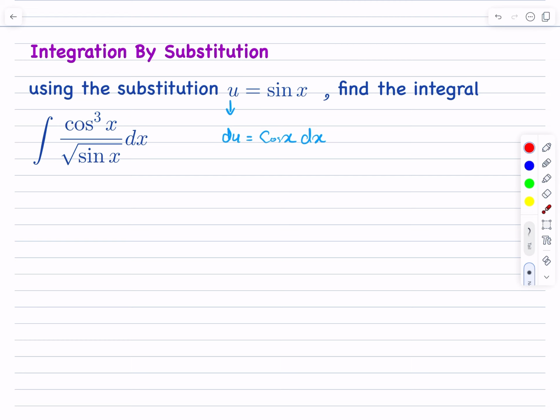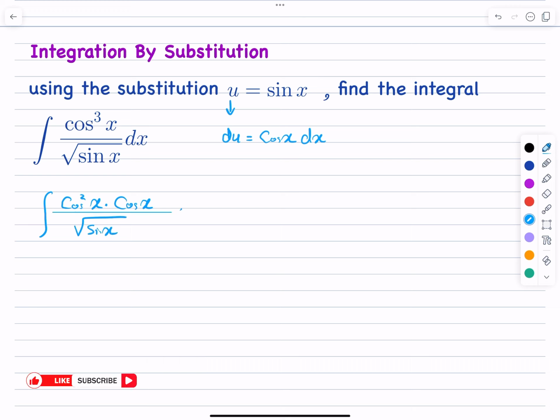But as you see here, we have only cosine x, but in the question we have cosine cubed x. So to use this here in this integral, I will separate the cosine cubed x into cosine squared x multiplied by another cosine, like this. So first, the integral will become, instead of cosine cubed, I will write cosine squared x multiplied by cosine x. Now all of that divided by square root of sine x as it is, and then times dx. As you see here, du is equal to cosine x multiplied by dx, which is the same as this expression. So this will be replaced by du, and this by u.